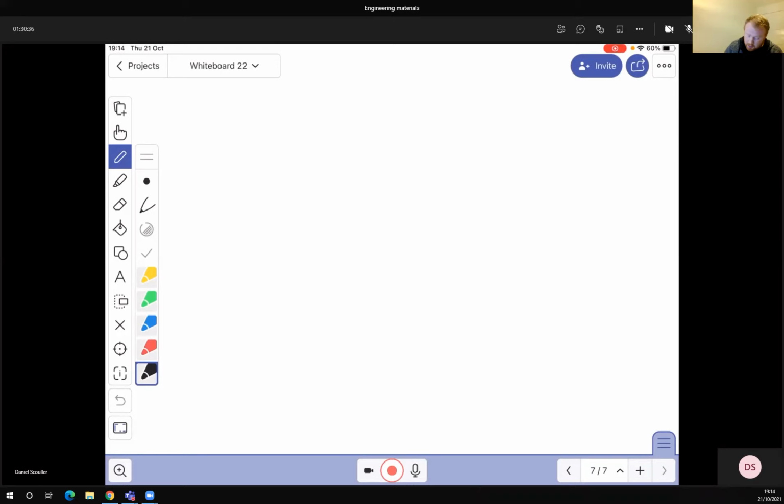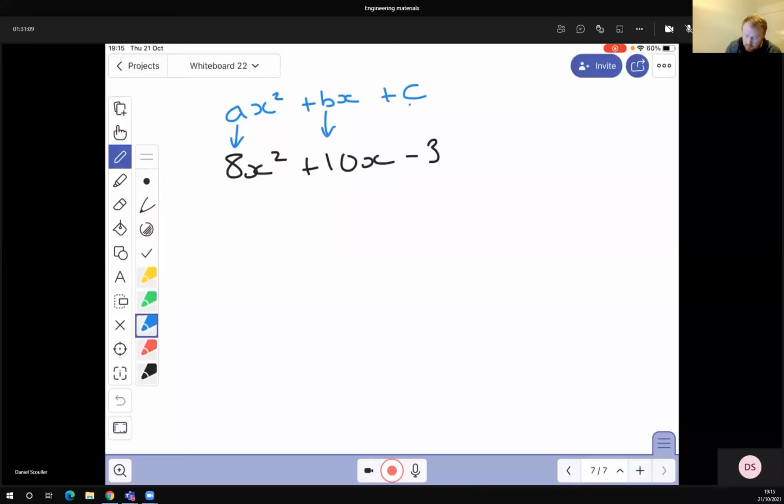Okay, so another example. 8x squared plus 10x minus 3. Doesn't look very good, does it? I'll write this above, you don't need to. So A, B, C.